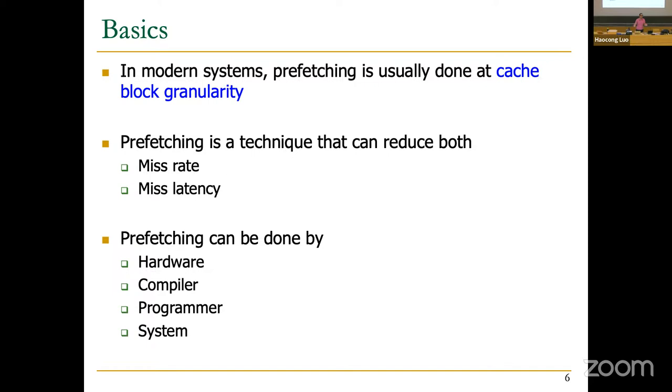Prefetching can be done by many entities: hardware, which we're going to look at, compiler, programmer, and the system. And it can also be done at many levels. We're going to talk a lot about prefetching done by the processor, but it can be done by the operating system also. For example, there are operating systems that use sophisticated algorithms to predict what programs may be accessed by a user, and they may preload the data of those programs into the physical memory from the disk. That's another sort of prefetching done by the operating system. We're not going to talk about that, but the basic idea is the same: reduce the latency exposed to the user. Whenever I start my program, it starts much faster.